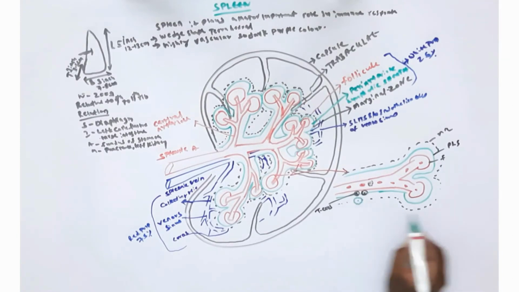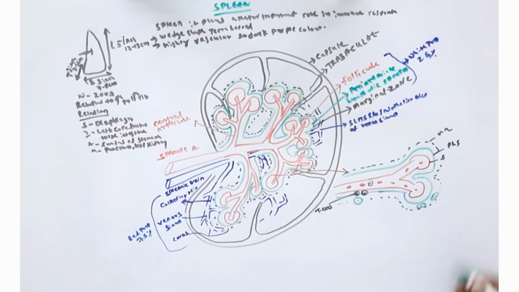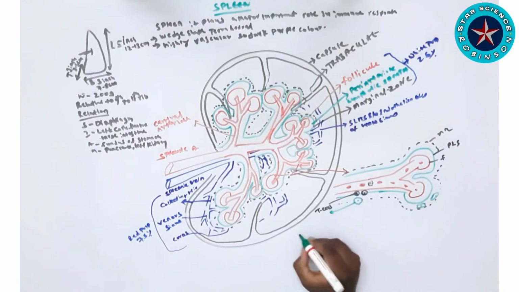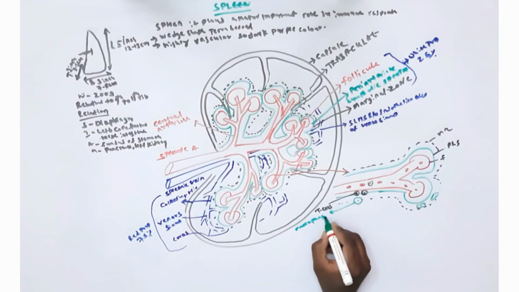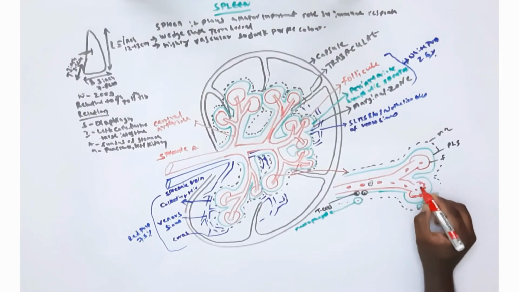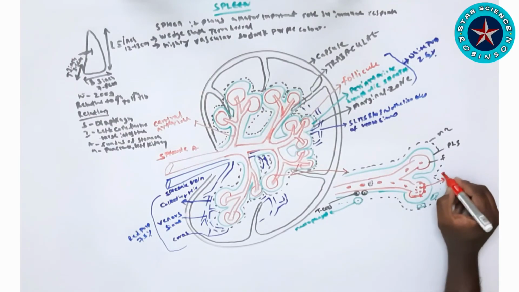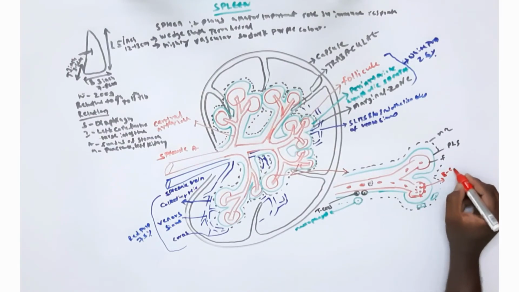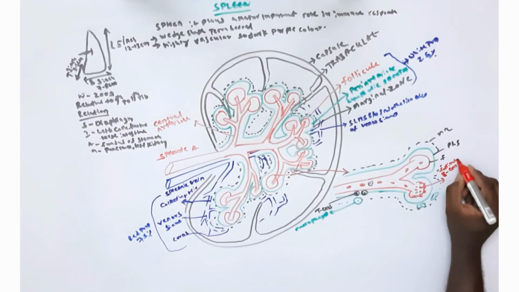So in the periarterial lymphatic sheath we can see T cells, and in the marginal zone we can find macrophages. After seeing these macrophages, just see about the follicles, where B cells are present. So in follicles B cells are present. Now we'll see when the antigen enters how the immune response will occur in detail.